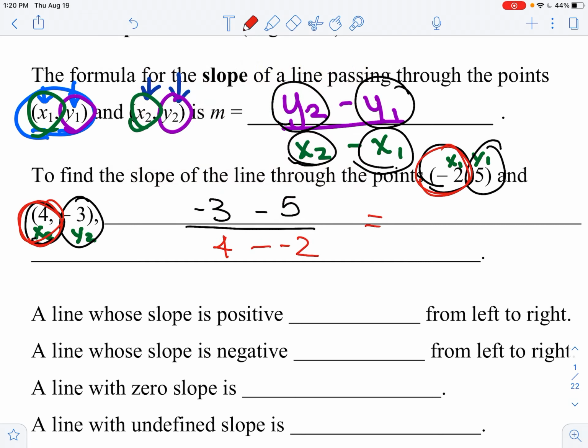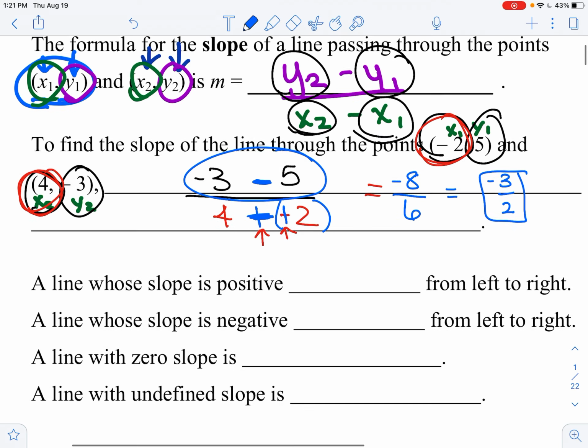Notice that this negative and this subtraction have to both be there. So the minus is part of the slope formula. Don't forget it. So sometimes I like to put parentheses around a negative number. -3 minus 5 on the top is -8. When you subtract a negative, you add the opposite. This is a total of 6. We can reduce this. This becomes -3/2, and that is your slope.